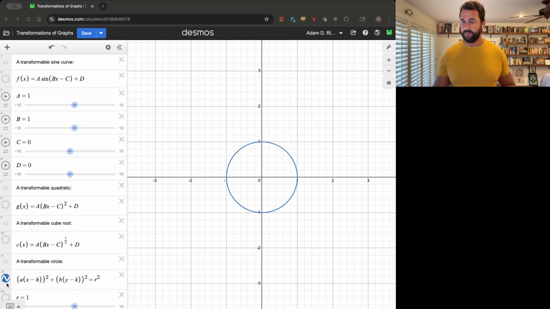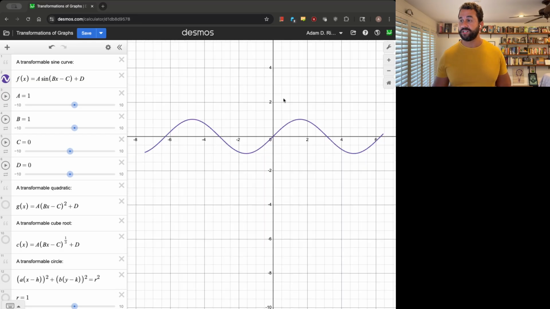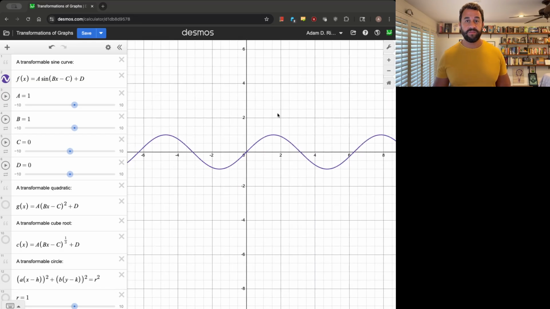Okay. We'll get to the circle in a minute. Let's look at this function. So this is the good old sine function. We talked about it a little bit in the previous section. We're going to talk about it a lot in chapter 6. We're going to talk about it a little bit right now. So what I'm doing here is I've got a sine curve, the graph of a sine curve, and I've got all of these variables that I'm going to use to manipulate it.